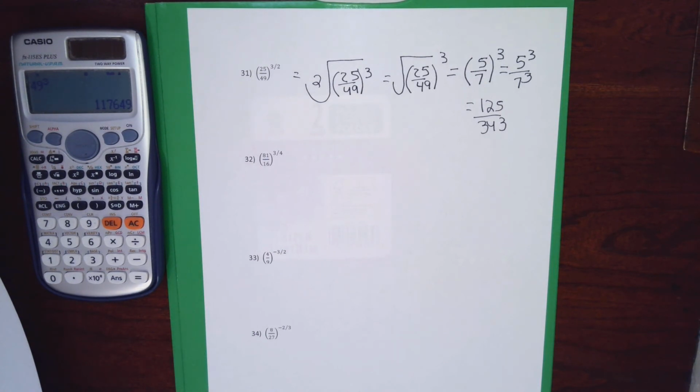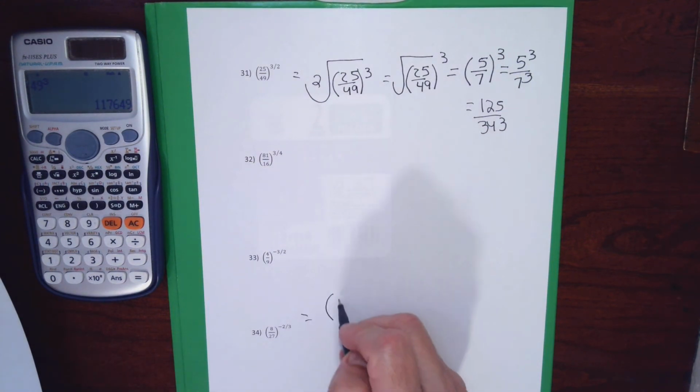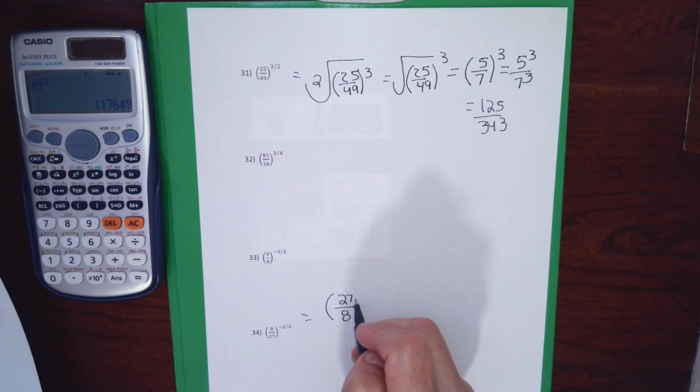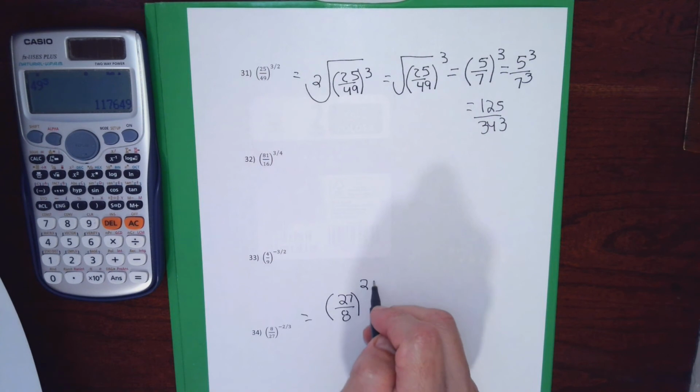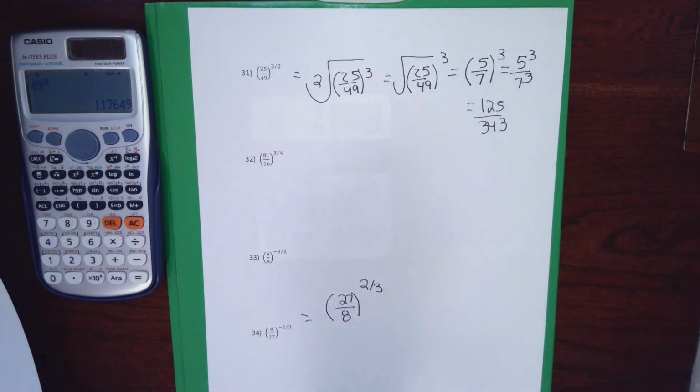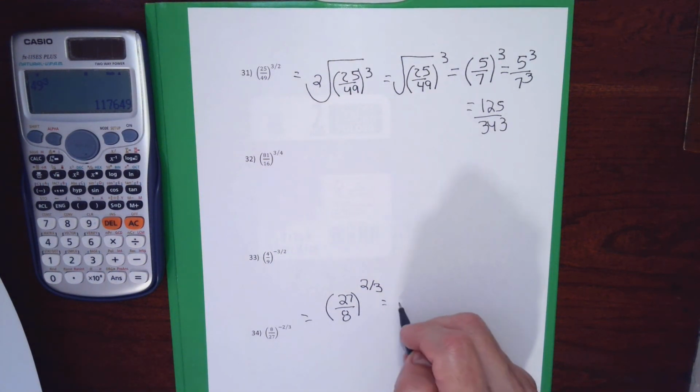33 and 34 are going to use the rule that if we have a fraction with a negative exponent, we can make the negative exponent positive by taking the reciprocal of the fraction. Not taking the reciprocal of the exponent, but physically taking the reciprocal of the fraction. So 8 over 27 to the negative 2/3 is 27 over 8 to the positive 2/3. Reciprocal of the fraction, make negative exponents positive.